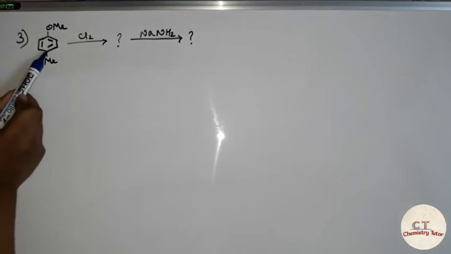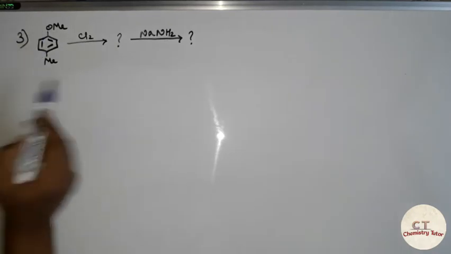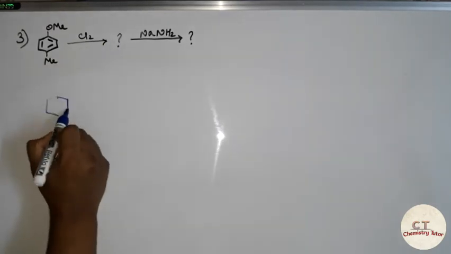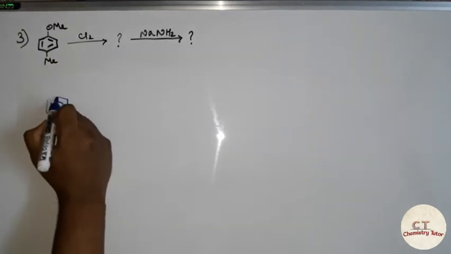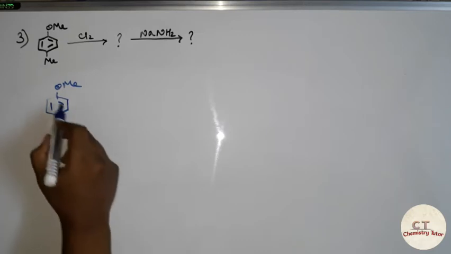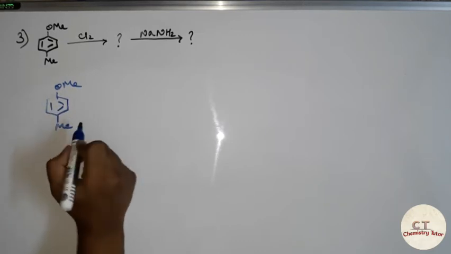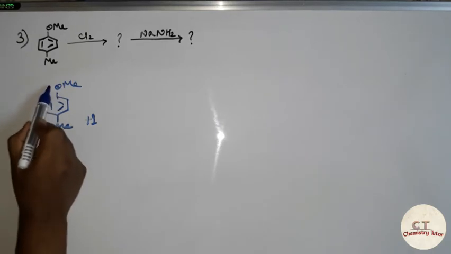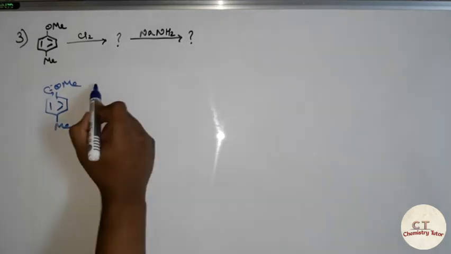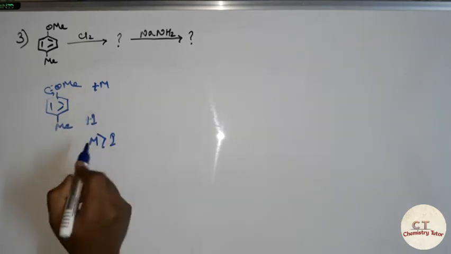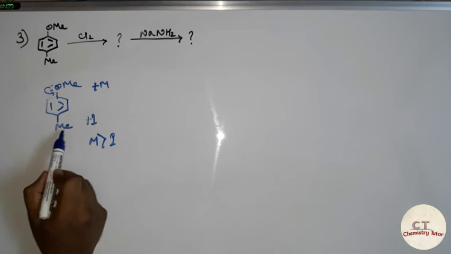So this one is paramethoxytoluene, right? On reaction with chlorine, what will be the product first? Now, which is a very good donor, methyl or methoxy? OMe is a good donor or Me? Now Me is going to donate its electron through plus I, and OMe is going to donate its electron with the help of the mesomeric effect, plus M. Now we know that the mesomeric effect dominates over the inductive effect. So OMe is a good donor as compared to methyl.